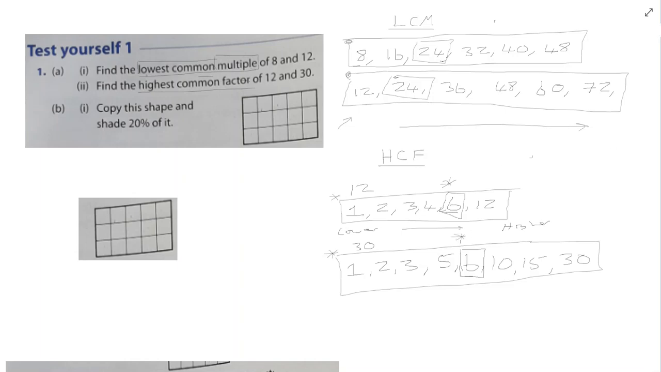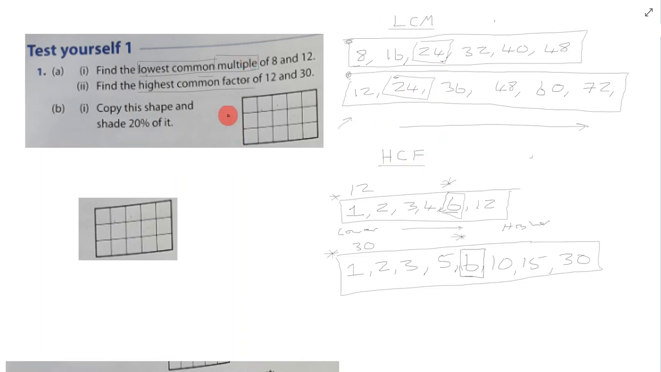So it's very important that you can distinguish between the lowest common multiple, which is what we've worked through here, and the highest common factor. A very common thing is students get these mixed up. So just be extra careful of that. Be crystal clear in your head what we mean by the lowest common multiple and the highest common factor.